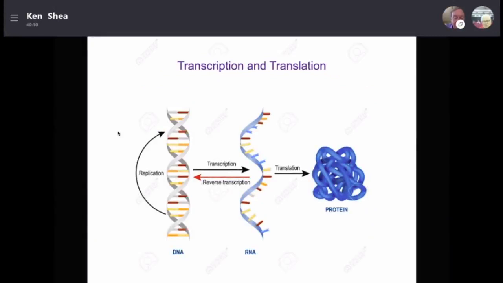So we're talking about the information contained in DNA. It is the specific sequence of nucleic acids in DNA that is the source of the information. That information is transcribed into RNA and then translated into a specific protein.